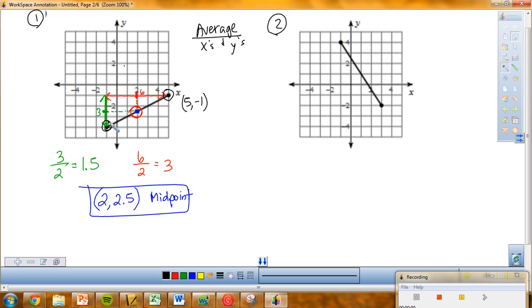And this ordered pair is going to be -1. And then 1, 2, 3, 4. These are my 2 points. So if I'm looking at the x from 5 to -1, how many spaces are between a +5 and a -1? Well, we can take the difference. So 5 minus -1 is going to give me 6 spaces.